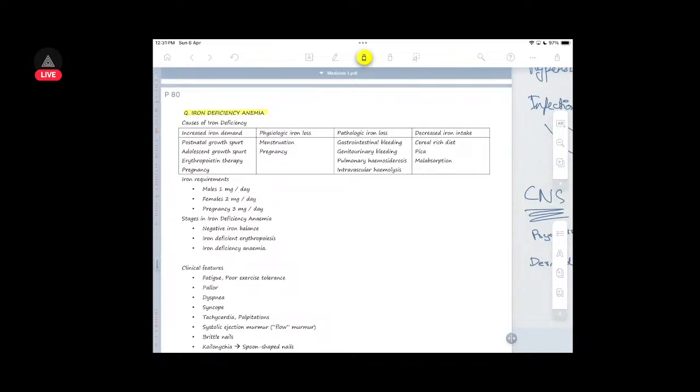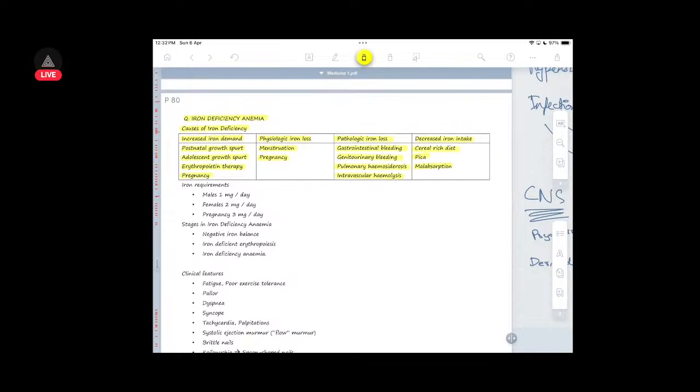Okay. Causes of iron deficiency anemia: increased iron demand, physiological iron loss, pathological iron loss, decreased iron intake. Increased iron demand: postnatal growth spurt, adolescent growth spurt, erythropoietin therapy, and pregnancy. Physiological iron loss is due to menstruation, pregnancy, gastrointestinal bleeding, genitourinary bleeding, pulmonary hemosiderosis, and intravascular hemolysis. Decreased iron intake is like a cereal rich diet, pica, and malabsorption.